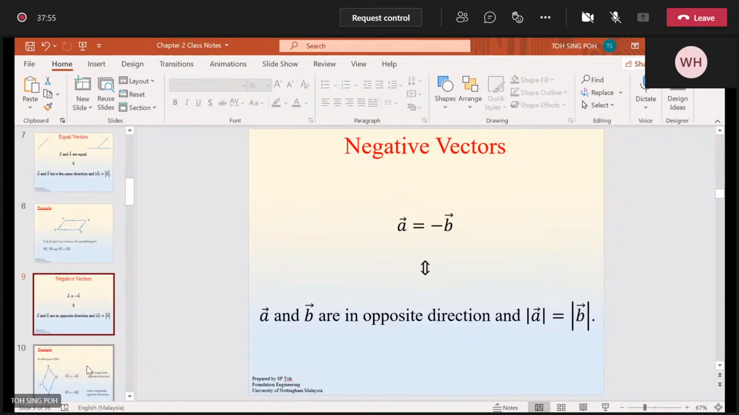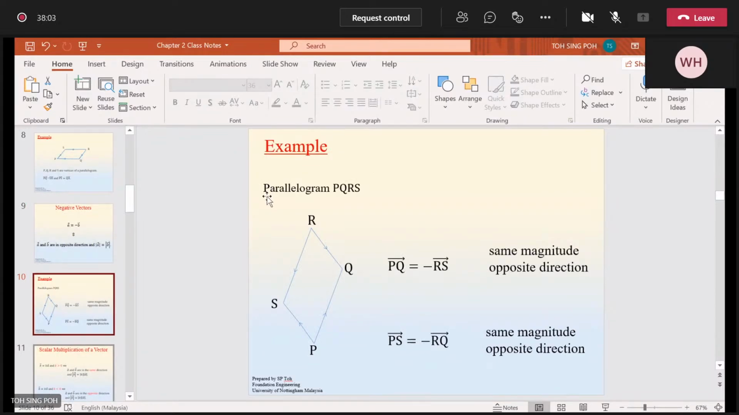But how would it look in graphical representation? Okay, so I give you one example. Again, we consider parallelogram PQRS. See, follow anti-clockwise PQRS. So based on this diagram, you can see that PQ is equal to negative RS. Why? You see this arrowhead is pointing from P to Q, but this one is pointing from R to S. So they have the same magnitude in length, but different directions. Therefore, they are not the same. Okay, they are opposite. They are considered as opposite vectors.